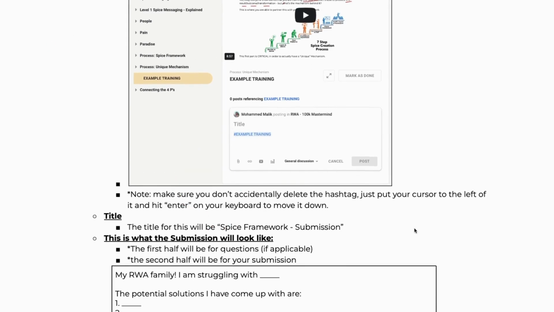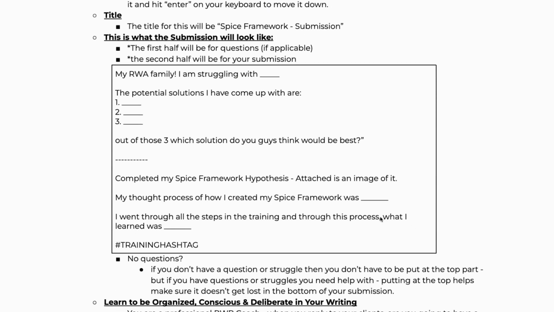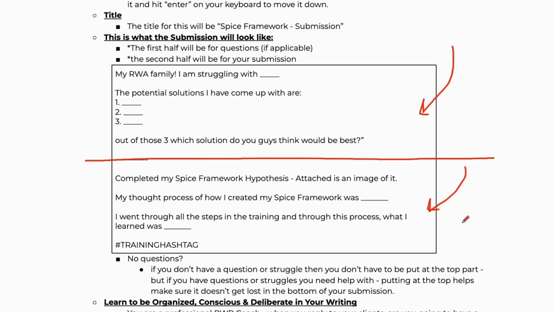Again, just how I've been doing here inside of the Spice messaging module, there are going to be 2 parts of this. You have struggles and questions at the top, if that is applicable to you, and then the second part is going to be the actual submission. What this is going to look like: I completed my Spice Framework hypothesis, attached is an image of it. And so when you designed your image for your Spice Framework, probably in Canva, because that is what we recommend, in the end, you're going to actually attach the image of it.